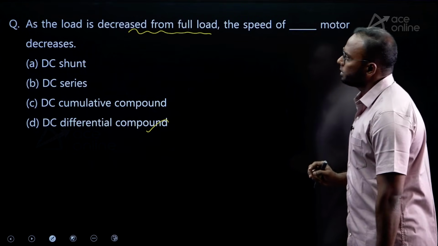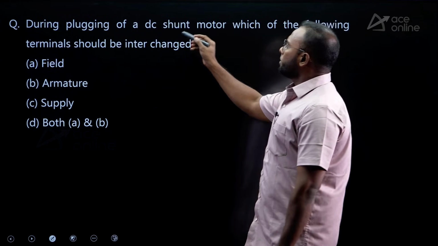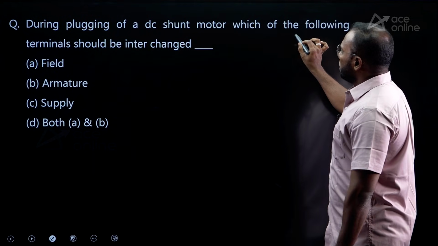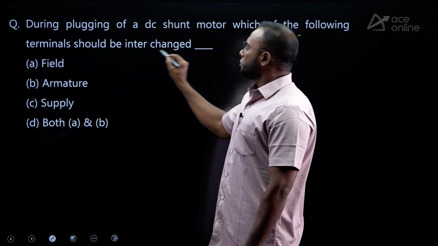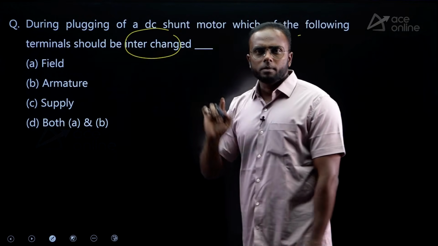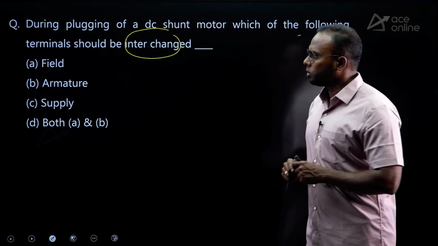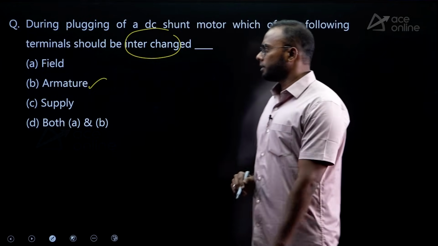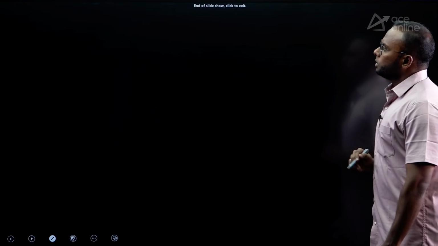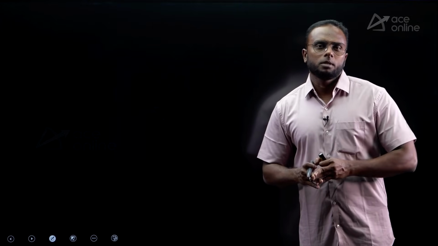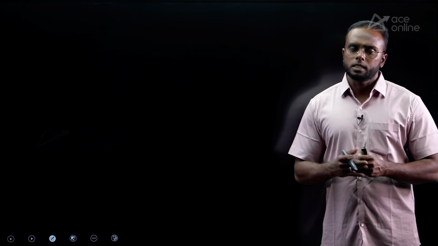Remember this. Next, during plugging of a DC shunt motor, which of the following terminals should be interchanged? In the plugging method, generally we interchange armature terminals, we have to reverse. Okay, armature only, but not field. Next. So these are the questions from total electrical machines we have in the examination of SSC JE.